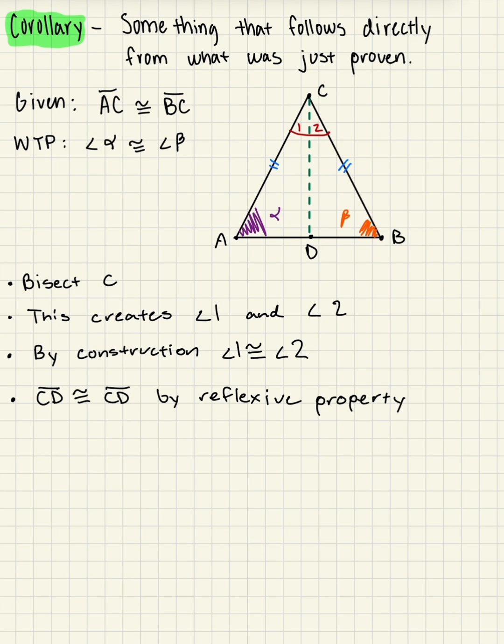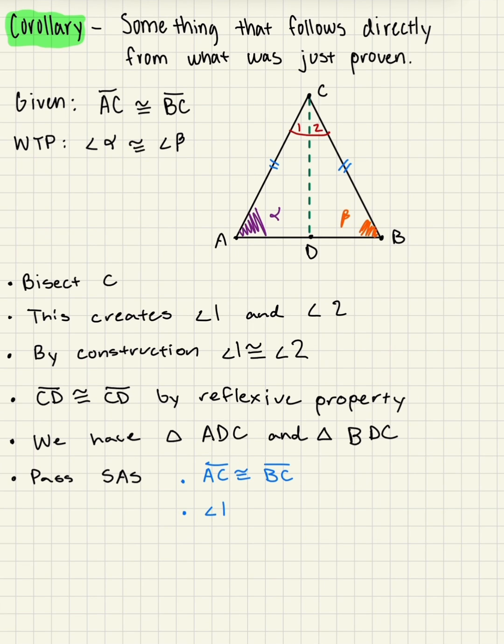So now we have triangle ADC and triangle BDC. We know that we can pass side angle side. We have that AC is already congruent to BC. That's one of our sides. So I'm just going to write this in blue. AC is congruent to BC.